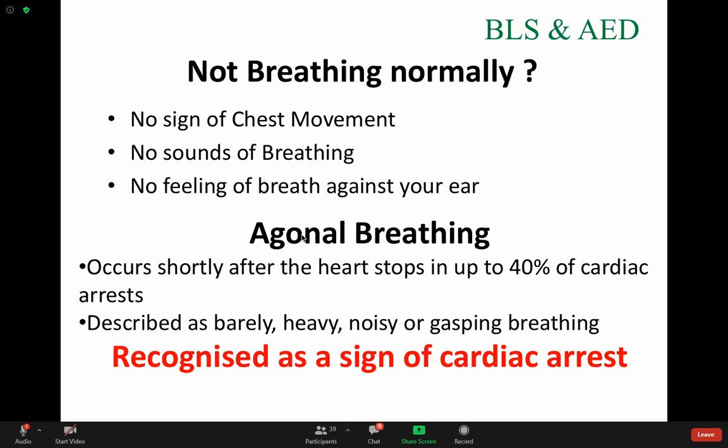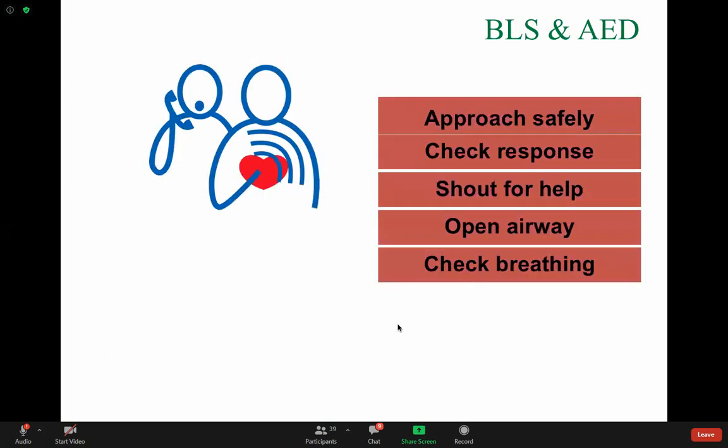Agonal breathing occurs shortly after the heart stops in up to 40% of cardiac arrest. So patients with no heartbeats, initially they will have agonal breathing, and then they will spontaneously stop breathing. This agonal breathing is described as barely, heavy, noisy, or gasping breathing, recognized as a sign of cardiac arrest. So be careful when you're hearing agonal breathing.